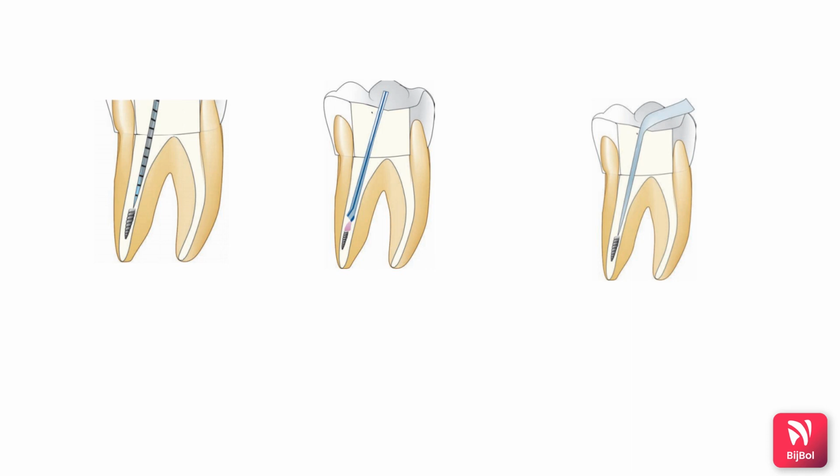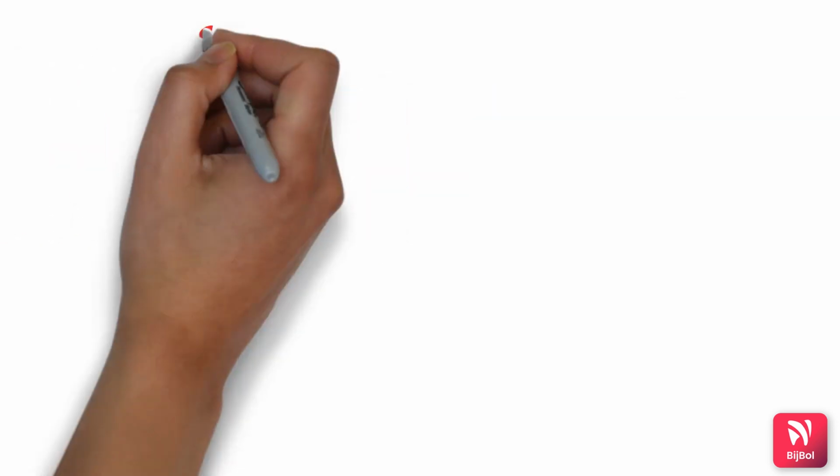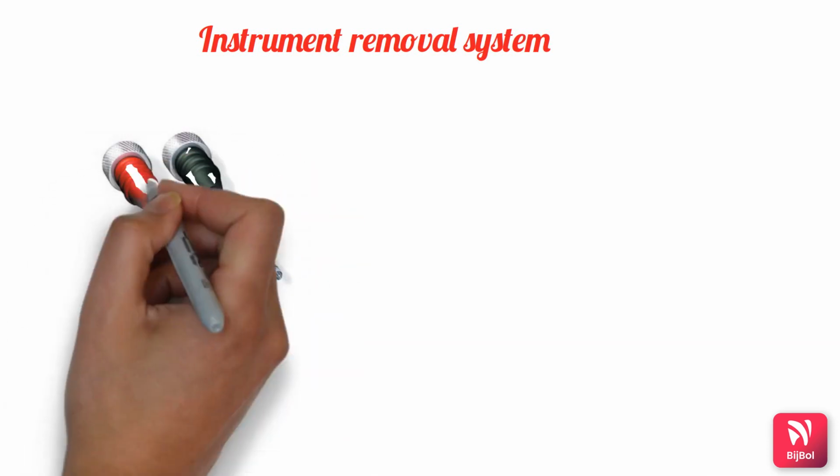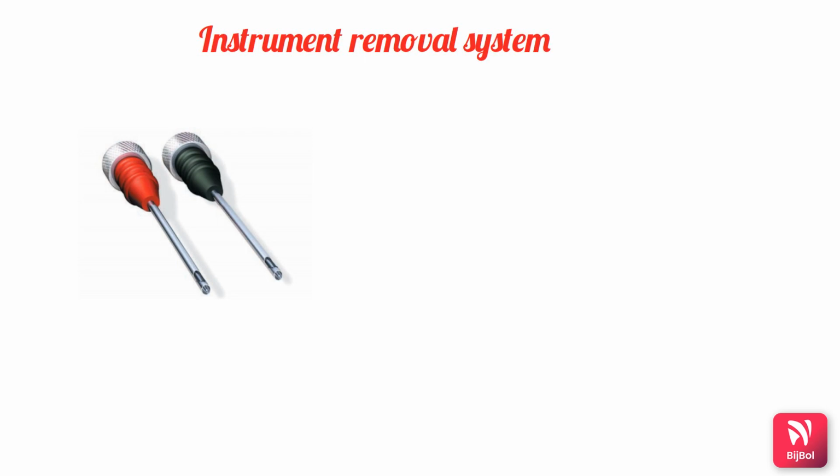So, for instrument retrieval, we have various special instruments such as the measurement kit, endo extractor, instrument removal system, wire loop technique, and the surgical removal of the broken instrument. In that, we'll see about the instrument removal system. In this technique, we use microtubes which have a bevel of 45 degrees and a handle.